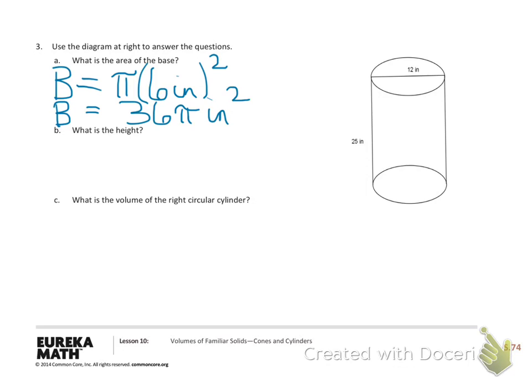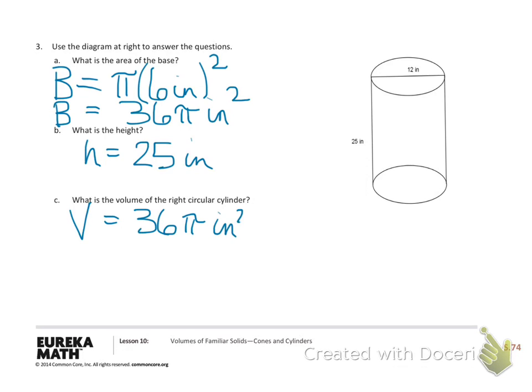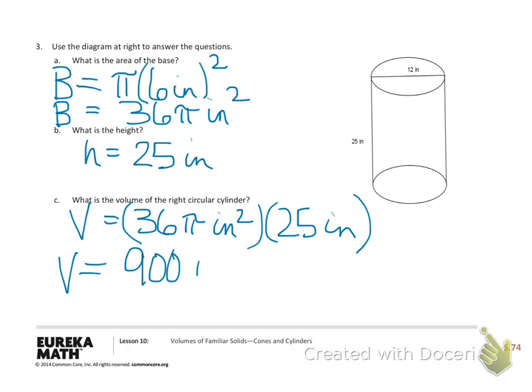The height is 25 inches. So the volume is the area of the base, 36 pi inches squared, times 25 inches. So that works out to 36 times 25, which is 900 pi. Inches squared times inches is inches cubed. So the total volume is 900 pi inches cubed.